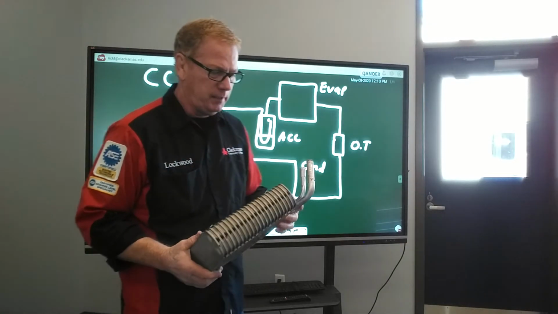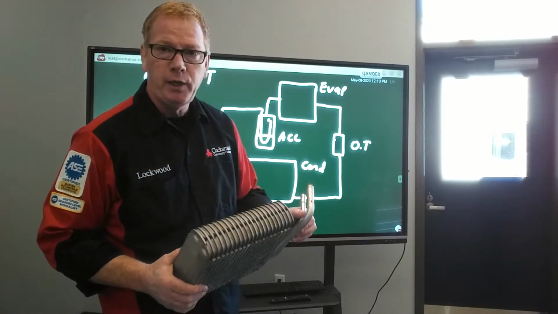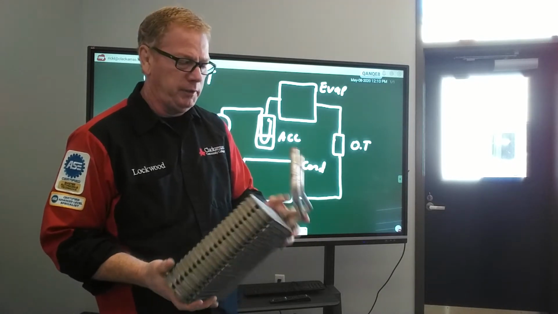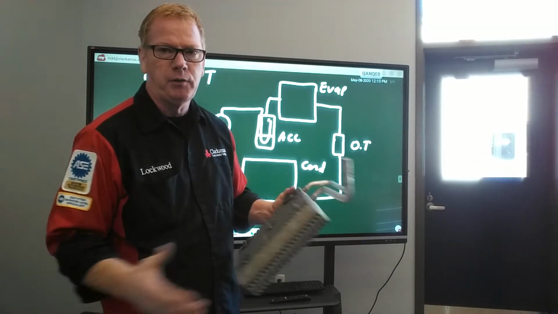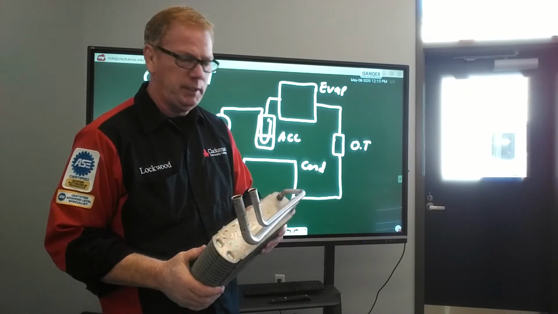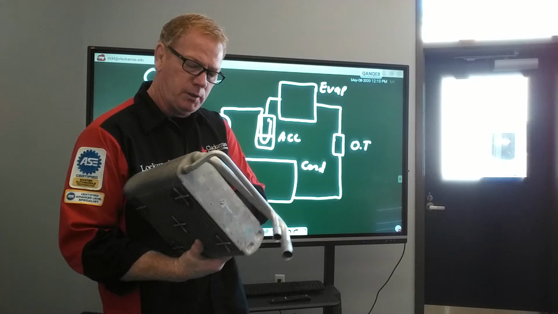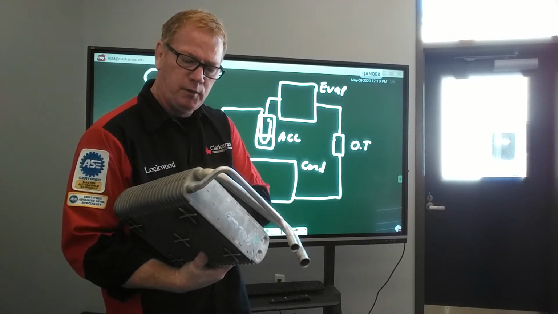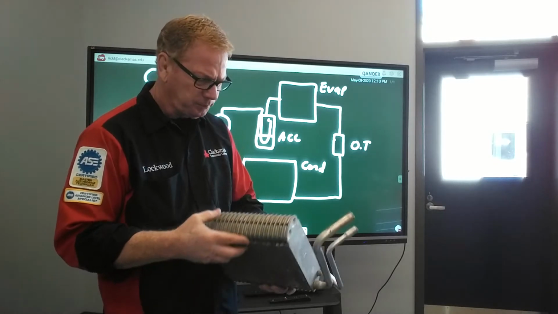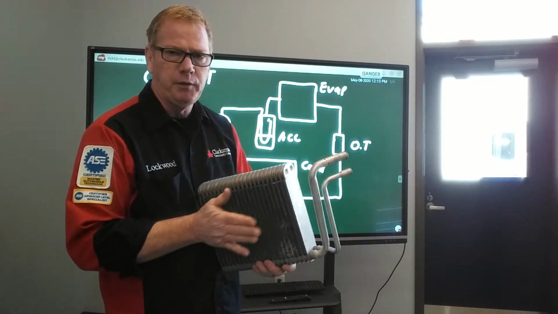If you've ever had a heater core out of a vehicle, it looks a lot like a heater core within the vehicle. In fact, they're both housed in the same unit behind the dash, the HVAC case itself. So this evaporator is removed because of a leakage problem. But let's talk about what it's supposed to do.